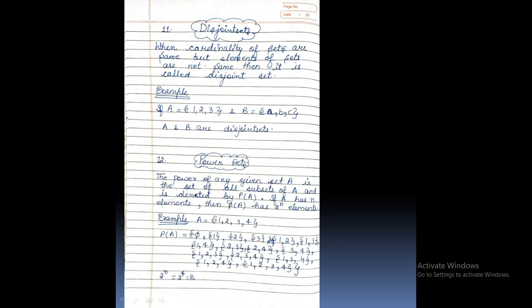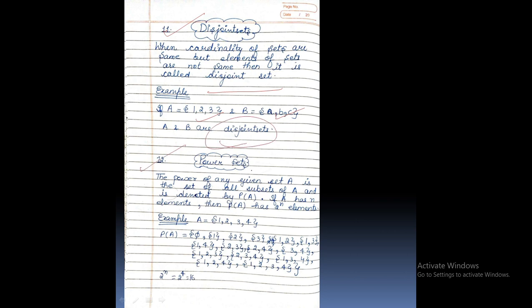Now next is disjoint. Disjoint sets means when cardinality of sets are same but elements of sets are not same, then it is called the disjoint set. Means here we are given 3 elements in A and 3 elements in B. But in A we take numbers and in B set we take alphabets. Both are not same. So that's why we can say that these are disjoint sets.